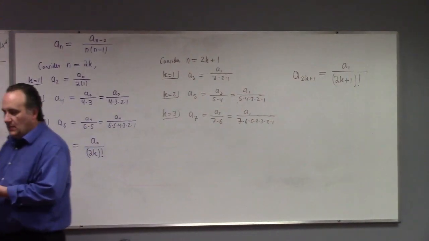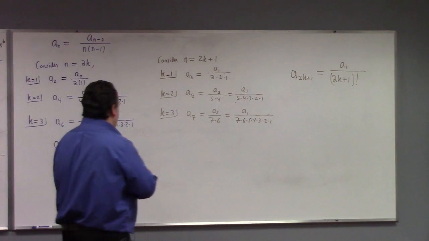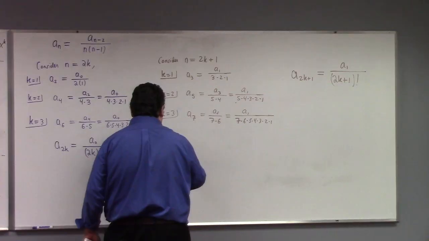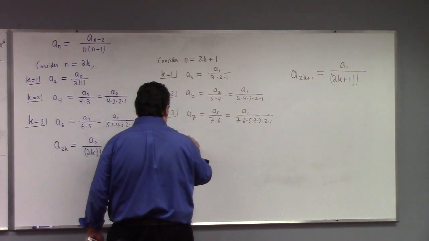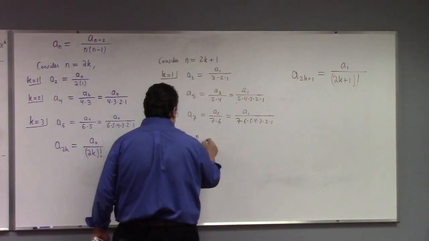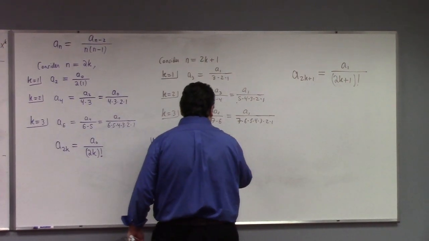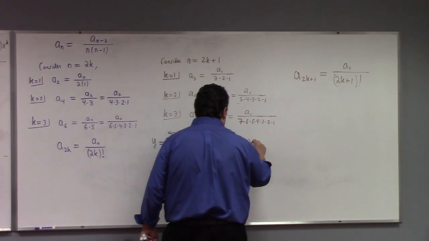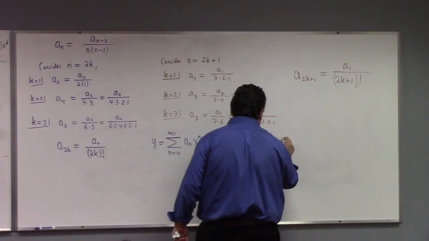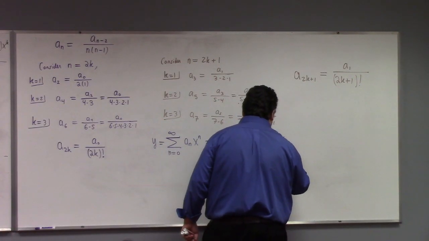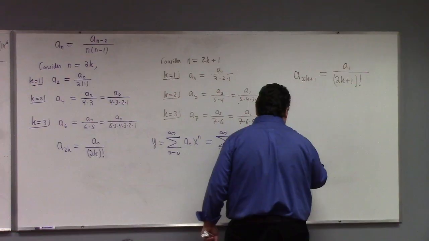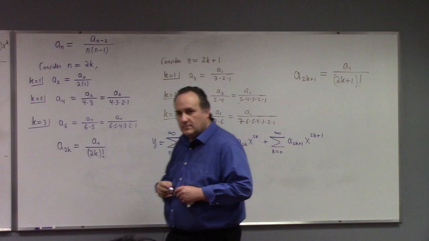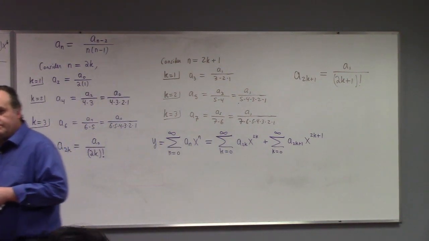All right, so let's go back to the beginning. We started with our solution having the form y equals the sum from n equals 0 to infinity of a_n x to the power n. Now I can rewrite that as the sum from k equals 0 to infinity of a_{2k} x to the power 2k, plus the sum from k equals 0 to infinity of a_{2k+1} x to the 2k plus 1. Now why can I do that? What's that step?